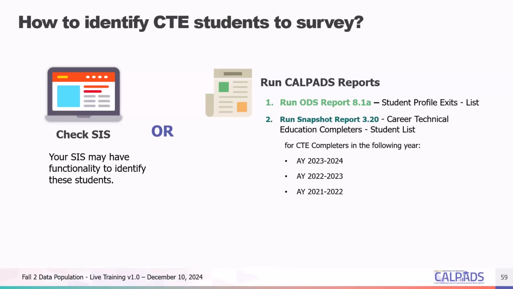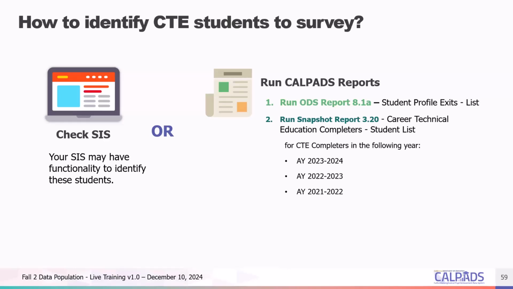And then we're going to need to run the report again for academic year 2022-23 to determine which high school completers completed in their junior year. And finally, a third time for 2021-22 to determine which high school completers completed a CTE pathway in their sophomore year. You are able to run report 3.20 a fourth time for academic year 2020-21 to determine which high school completers completed a CTE pathway in their freshman year.